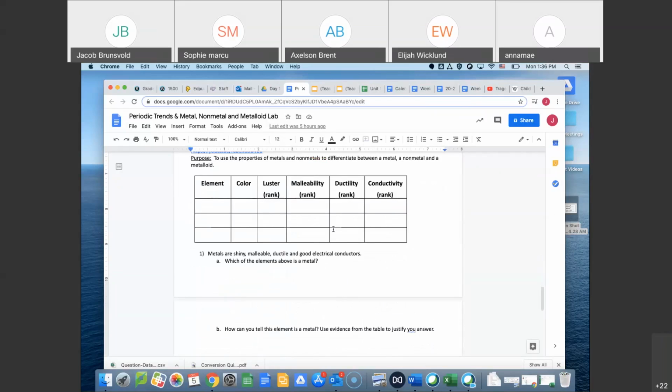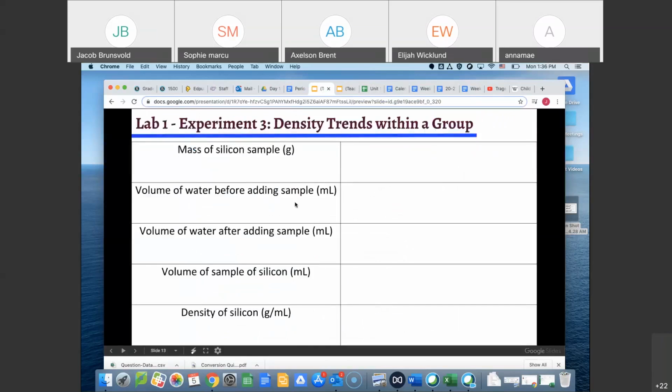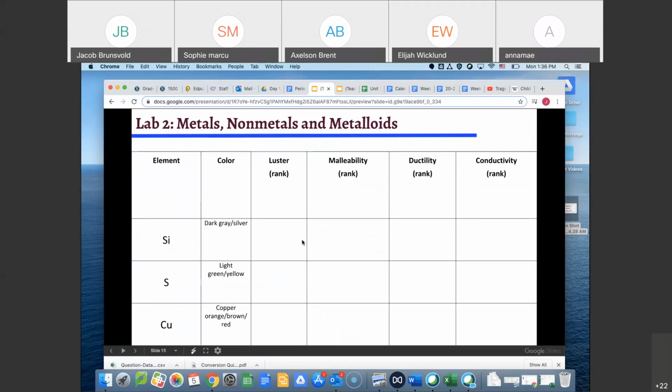All right. So let's take a look at the last lab then. That was the metals, nonmetals, and metalloids. So there were 3 elements. And you might have them in a different order on here. That doesn't matter. We've got silicon, which was like a dark gray silver. We've got sulfur, which was like a light green/yellow color. And then we had copper, which is a copper color, right? So like orange, brown, or red. Kind of like a mixture of the 3.